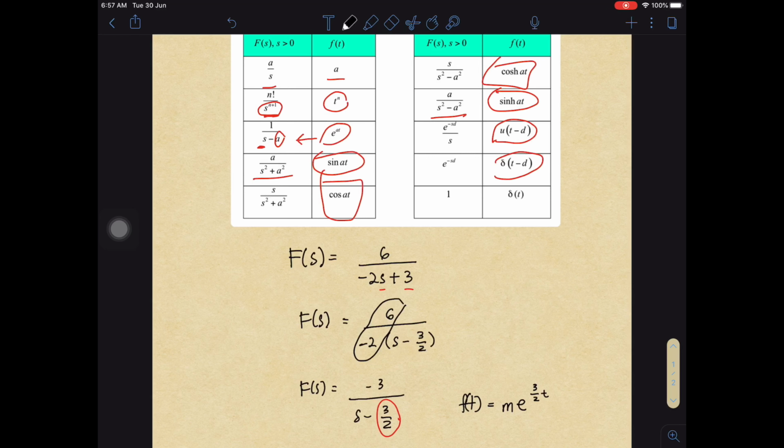You just need to see the numerator. If you have 1 here, therefore your m times 1 equals whatever numerator that you have in your function, negative 3. Therefore, your m is equal to negative 3. So your final answer f(t) is equal to negative 3 e to the power of 3 over 2 t.